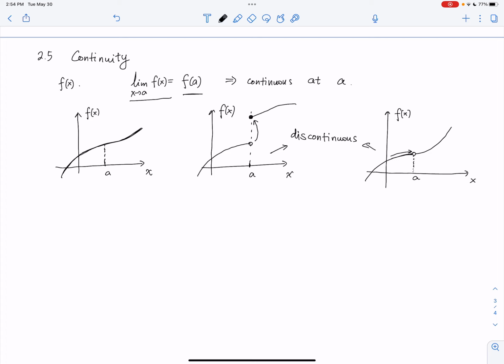So just remember, if you can follow the curve from below to above this point A without lifting your pencil, then this is continuous. If you have to lift your pencil and put your pencil at another location, then that's not continuous. So those are the cases where you have a function which is either continuous or not continuous.